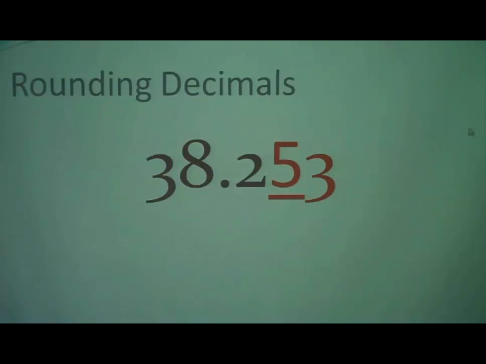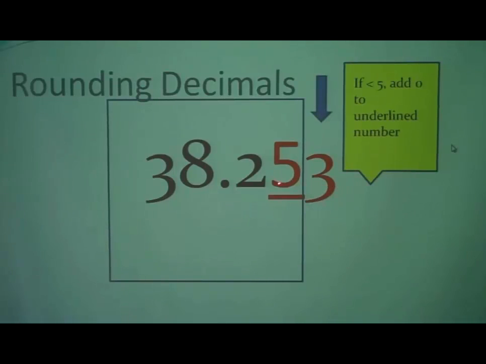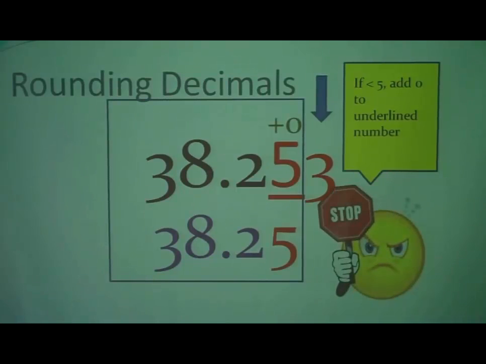38 and 253 thousandths. Notice the 5 in the hundredths place is the one we're rounding to. We're going to box it in, and we're going to look at the digit to the right. This time, my digit is less than 5, so we're going to do nothing to the underlying digit or add 0, causing it to remain a 5. Copy everything to the left down, and stop. No zeros. Do not write outside of the box.